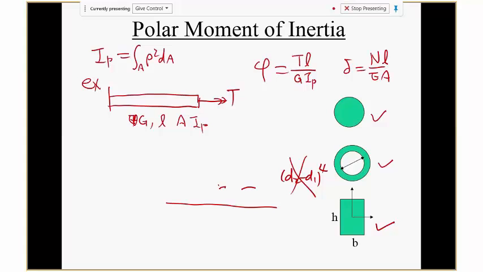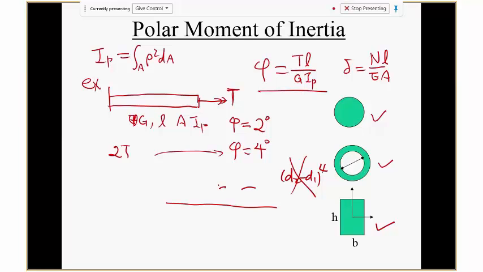So here's my question. For this bar, I'm applying a torque T here. Say I find out the angle turned is 2 degrees. Now, what if I apply 2T to this bar? How much angle am I going to get? Use this equation, right? So phi equals 4 degrees.